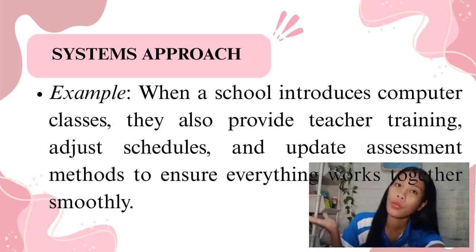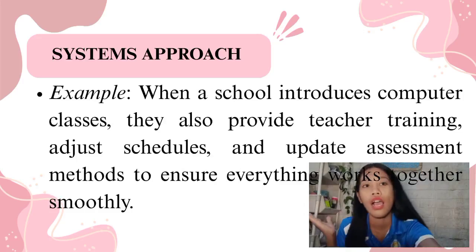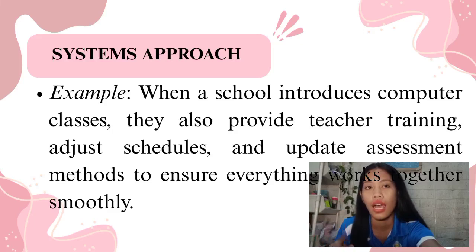For example, if a school introduces computer classes, it doesn't mean we just add a subject. The school must also train teachers, adjust the schedules, and even modify the assessments to make sure everything works smoothly. So the systems approach makes sure that curriculum improvement is not done in isolation, but always in connection with the other parts of the school system.